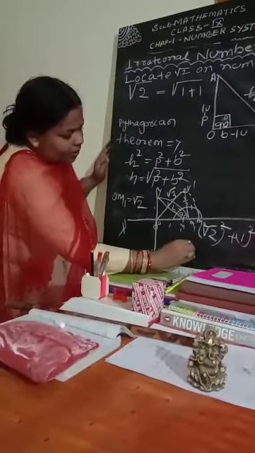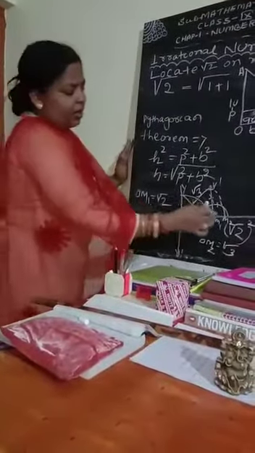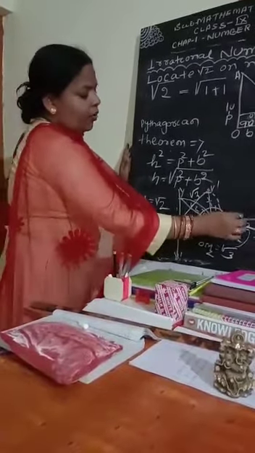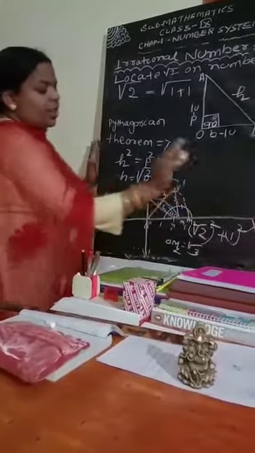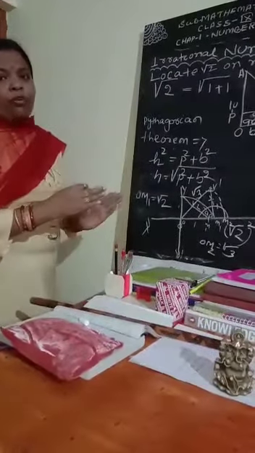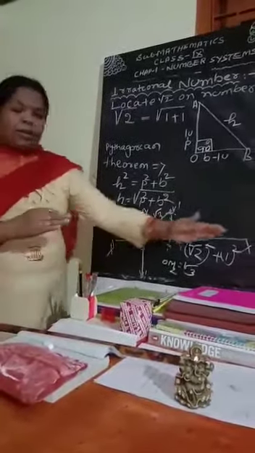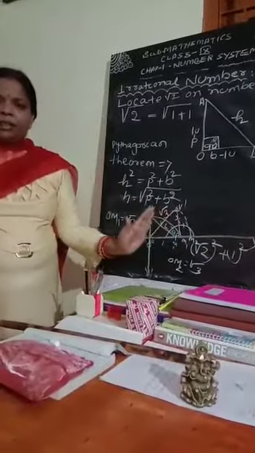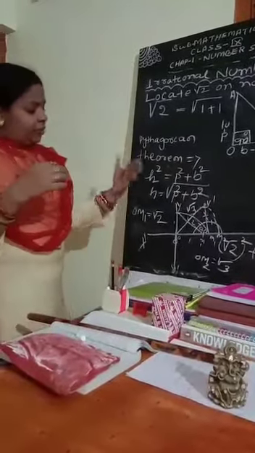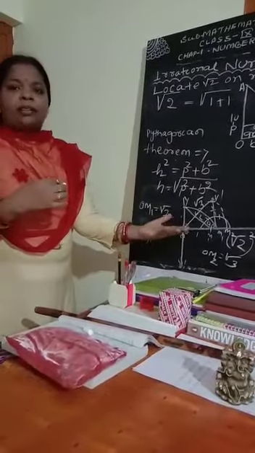Om2 is your root 3. Are you clear? In this way you can increase. You can increase as root 4, root 5, root 6, root 7, root 8, root 9. In this way you can find the root values and you can locate them on the number line. Are you clear, students? So any number, if anybody gives you to locate on the number line, then you can also draw.